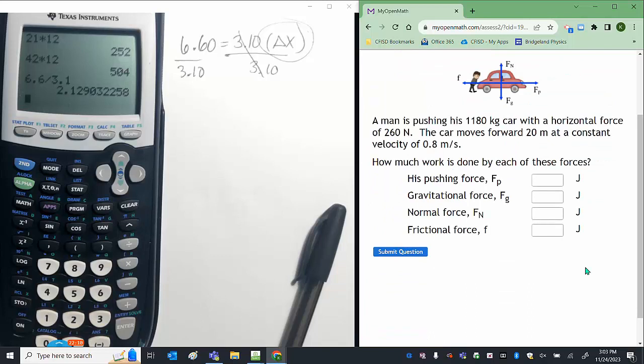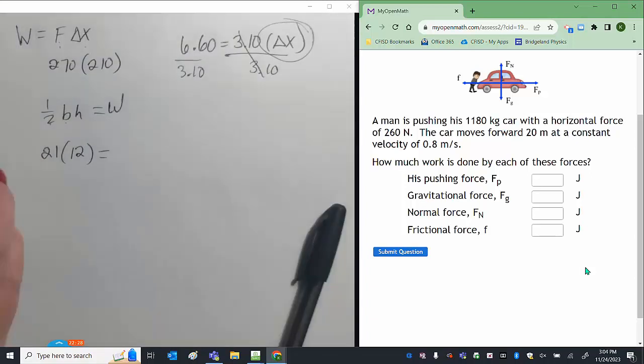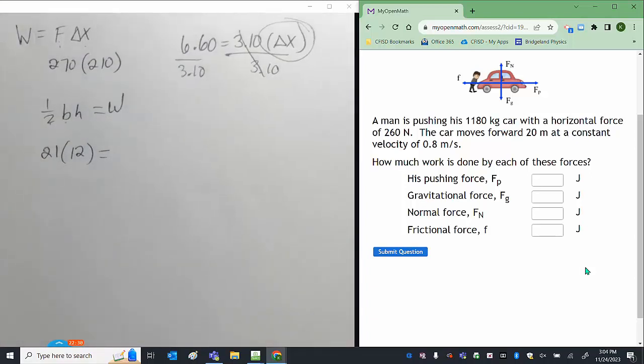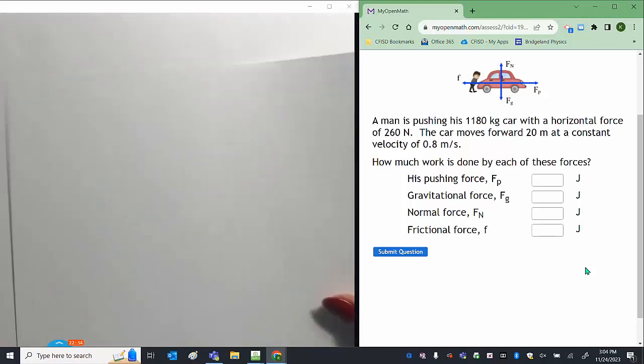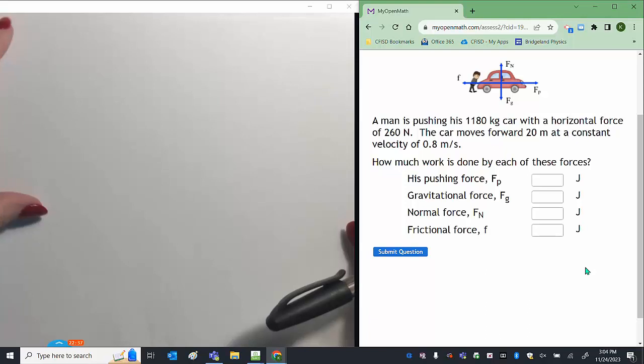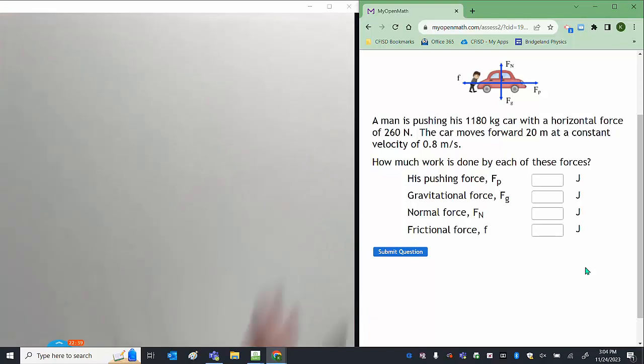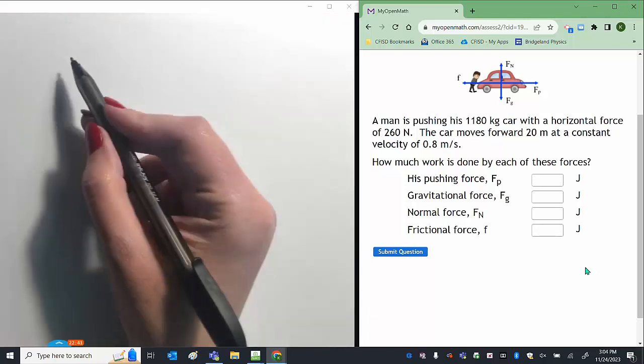Question number 9 says a man is pushing his 1,180 kilogram car with a horizontal force of 260 newtons. The car moves forward 20 meters at a constant velocity of 0.8 meters per second. How much work is done by each of these forces? Okay, so we have here a situation where we have different forces, different displacement, or rather really just one displacement, but a bunch of different information.